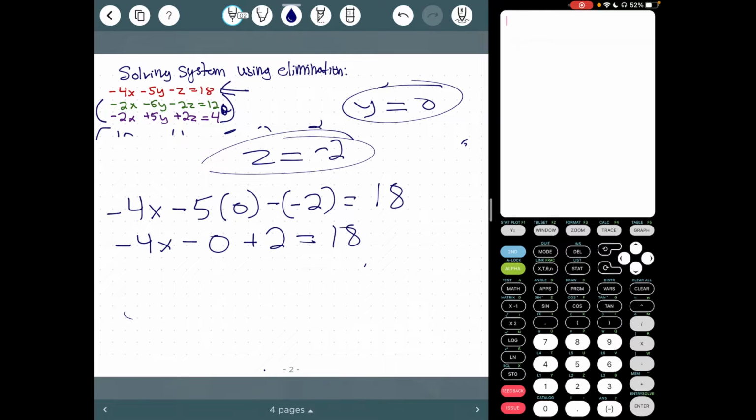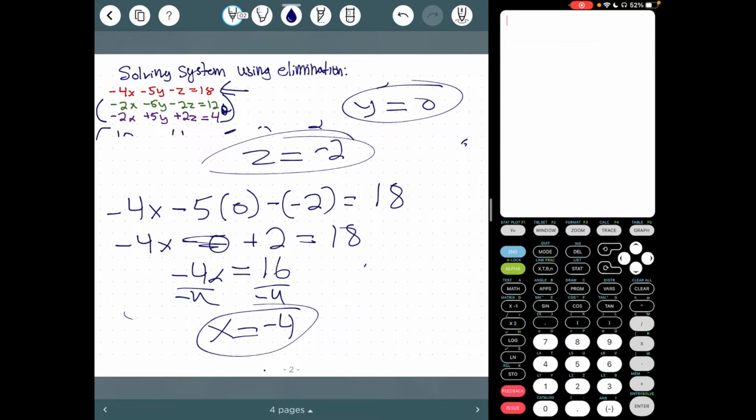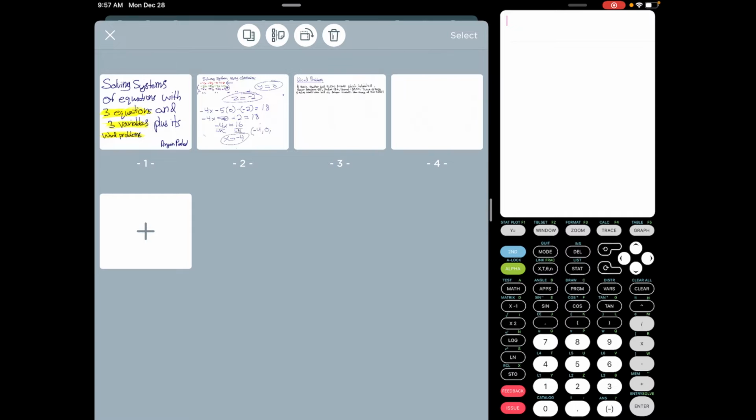Subtract 2 from both sides, and we get negative 4x. The 0 is just out of there. And we get negative 4x equals 16. Now, divide both sides by negative 4, and we get x equals negative 4. So this is our x solution. So our final solution would be negative 4, 0, and negative 2.